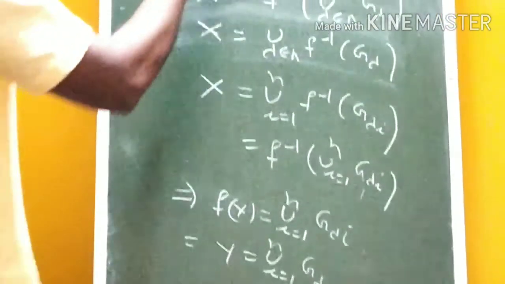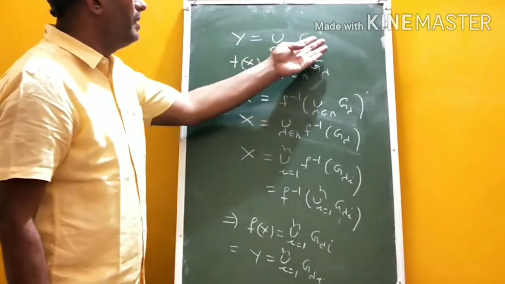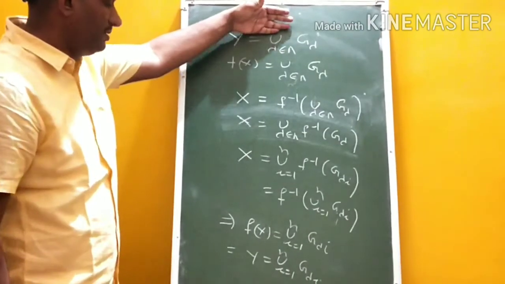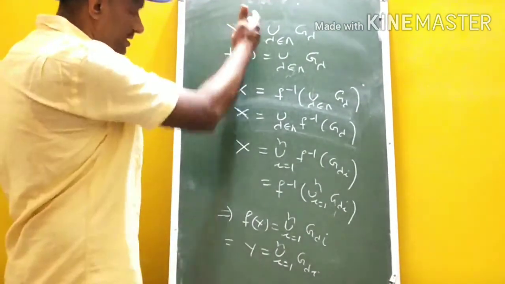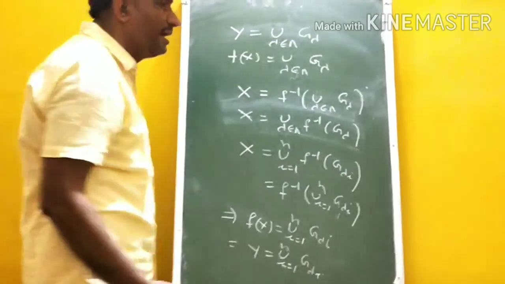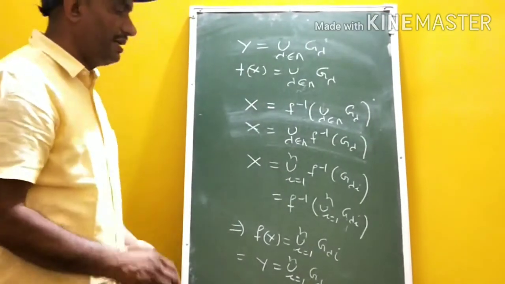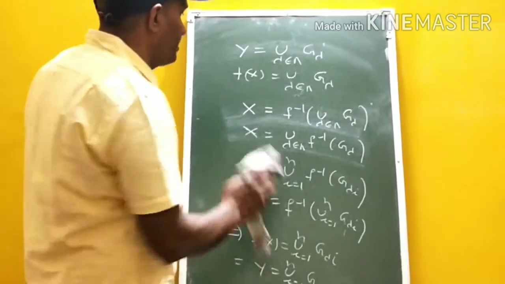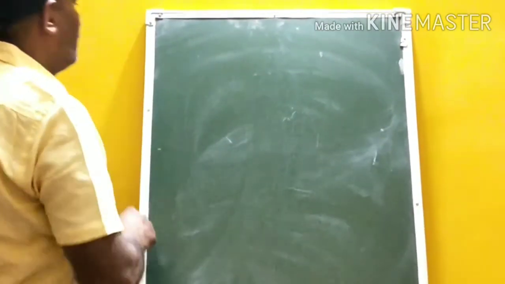Now you observe Y is equal to union lambda belongs to gamma G lambda is a cover of Y, and we draw a finite subcover of Y, such that Y can be written as union i from 1 to n G lambda i. Hence continuous image of a compact space is compact. Now we come to the next theorem.